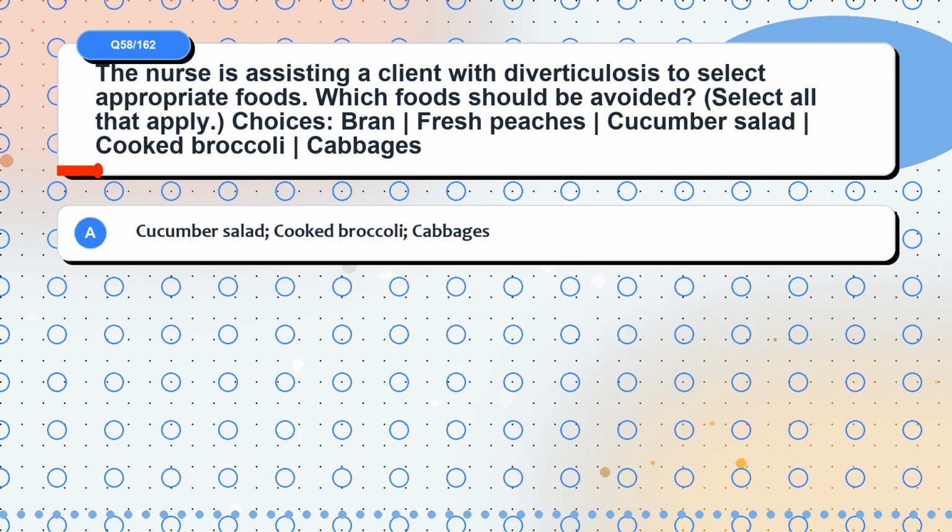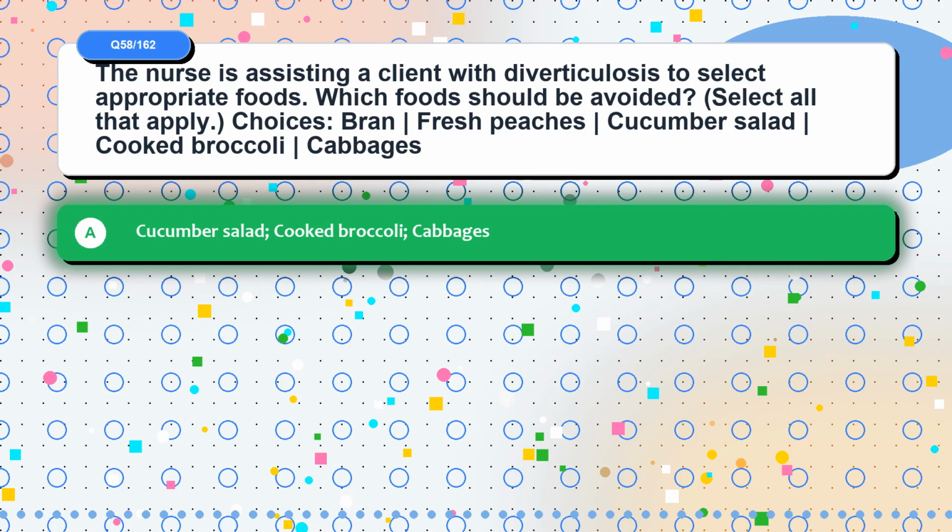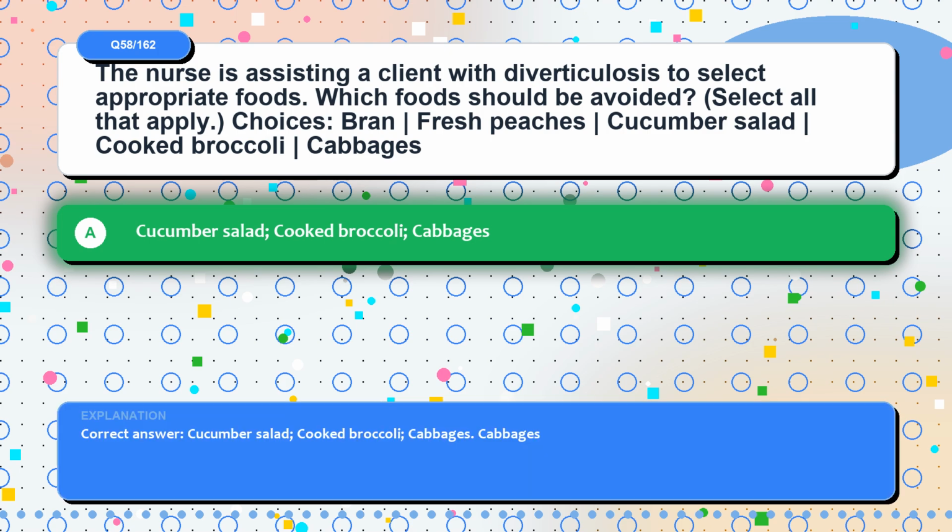Question 58. The nurse is assisting a client with diverticulosis to select appropriate foods. Which foods should be avoided? Select all that apply. Choices: bran, fresh peaches, cucumber salad, cooked broccoli, cabbages. Here are the options. Option A, cucumber salad, cooked broccoli, cabbages. The correct answer is option A, cucumber salad, cooked broccoli, cabbages.